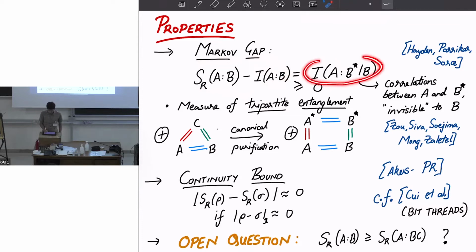Just because it's a conditional mutual information, you can show that it's positive. But interestingly, in holography, we often find that it's a large amount. If you believe the entanglement wedge cross section proposal, this difference can be an order 1 over G amount, and so it can tell you about a large amount of correlation between A and B star that's invisible to B. What does that mean?